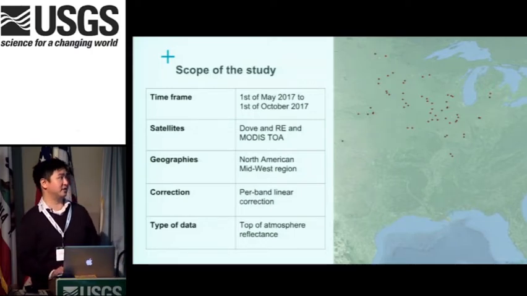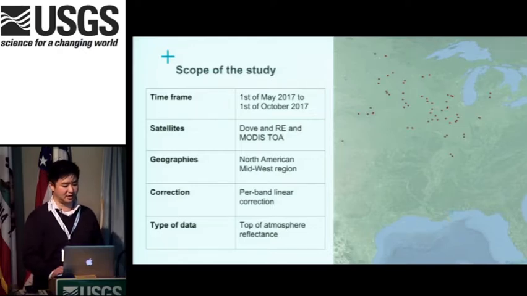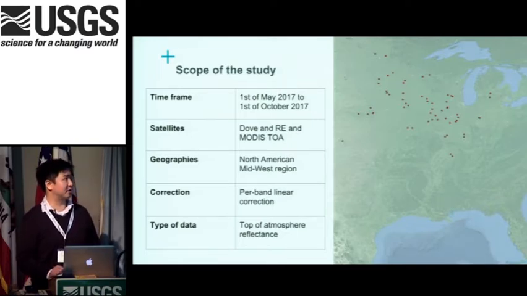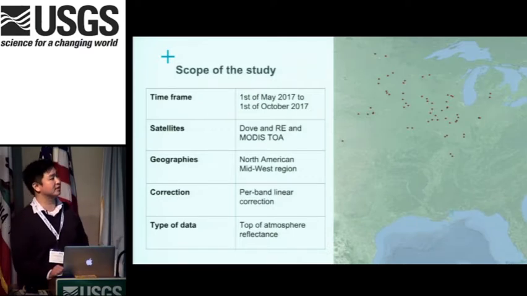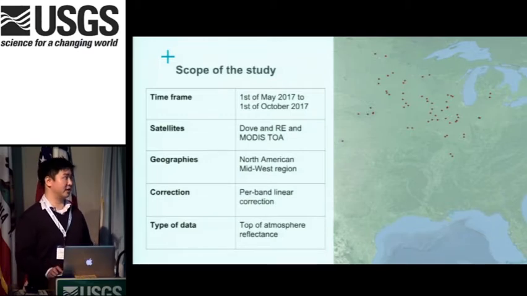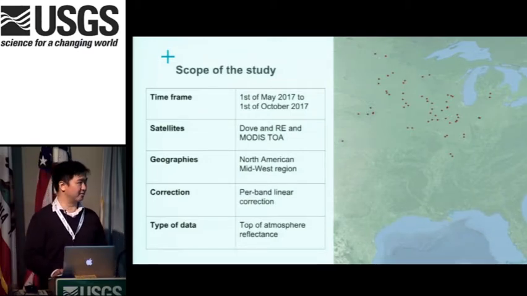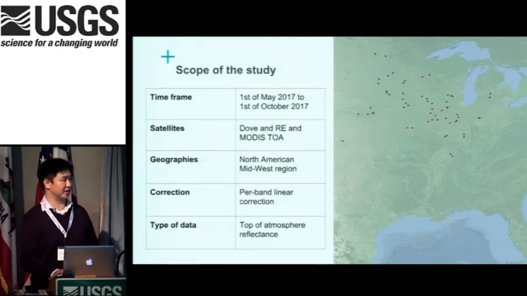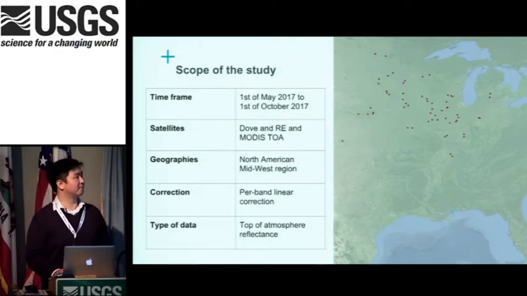For my study, I used about 60 AOIs in the Midwest of America, and I looked at the last year's growing season in the summer, so between May and October 2017. I used PlanetScope, RapidEye, and MODIS top of atmosphere reflectance data. I didn't use surface reflectance data from MODIS, so that we could treat the atmospheric correction as a separate step and look into the effect of that separately. At the moment, I'm just looking into per band linear corrections, so just gains and offsets.